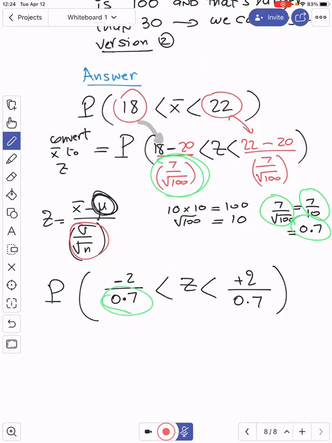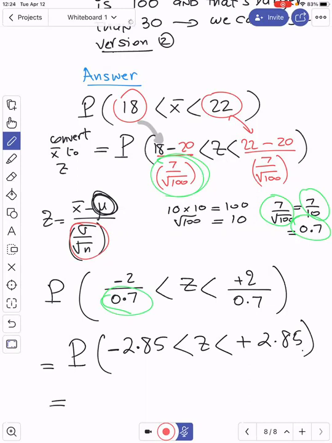Anyway, then we can just divide. So we have negative 2 over 0.7. So that's actually negative 2.85 for z. And then the other side is plus 2.85.